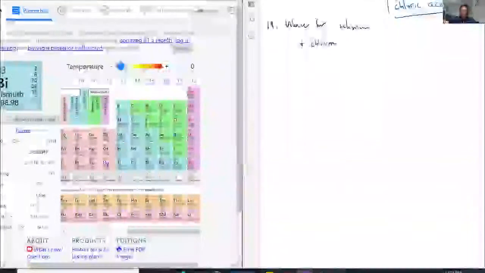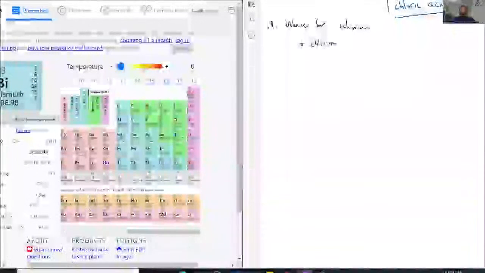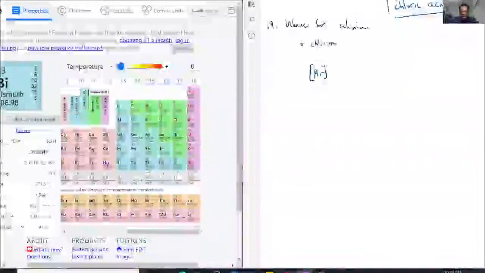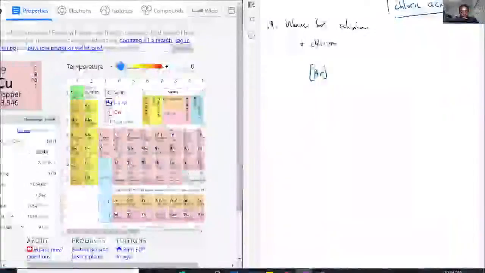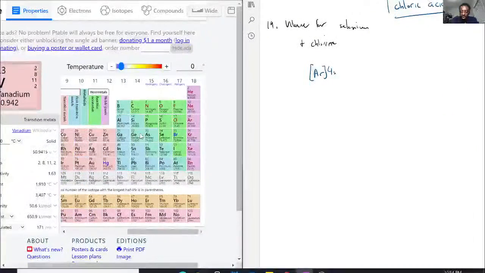So for selenium, just to save us some time here, we're going to do the shorthand notation. So I'm going to skip all the orbitals and just start with the argon. Okay, so that would be Ar. And then we have, because it's going to be on the fourth row, 4s2, 3d10, 4p4.